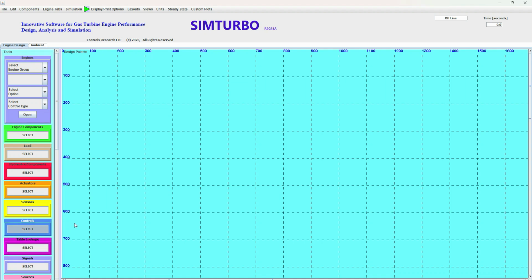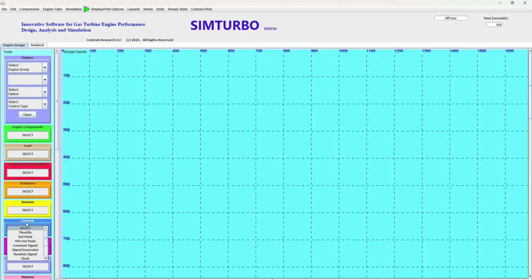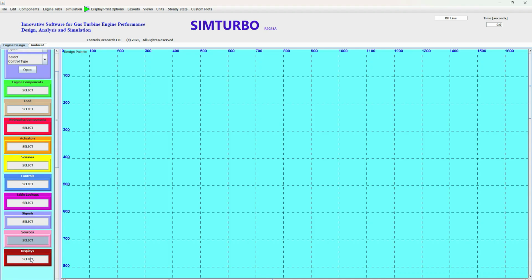Various control components including PIDs, min-max selectors, limiters, comparators, lead lag components, and other components can be selected using the blue selection box. Table lookups can be selected using the purple selection box. System signal operators can be selected using the light blue box. Various sources can be selected using the pink box. Various displays can be selected using the brown box.